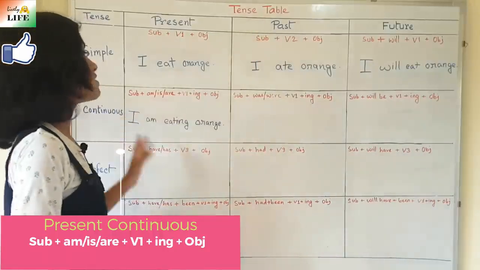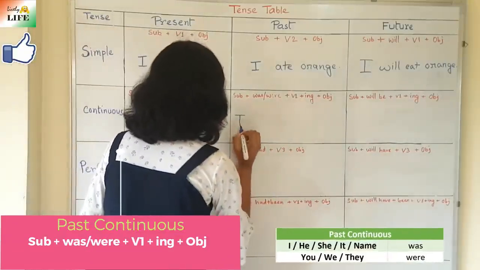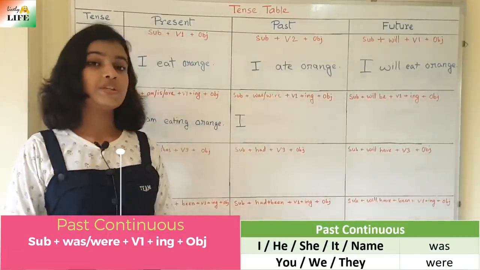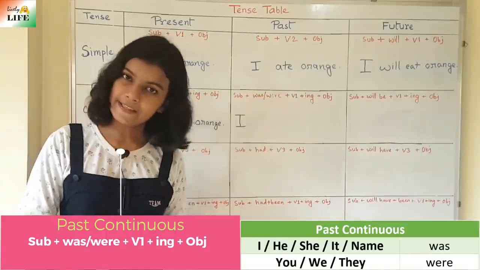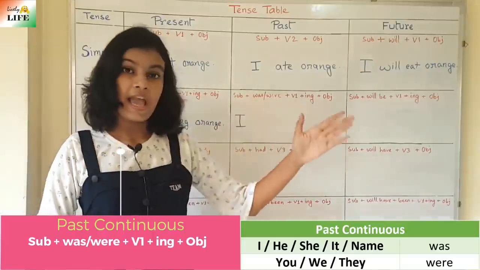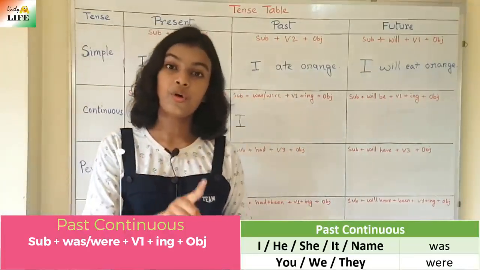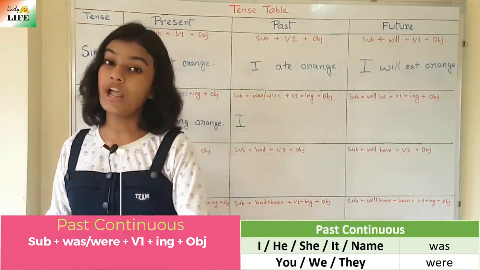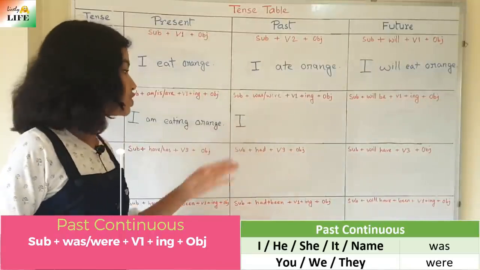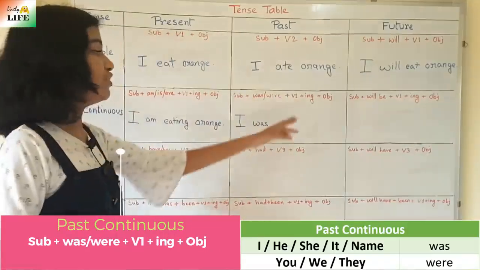Now the next one is past continuous tense. So what is the construction? First subject I. Now over here was and were. We use was after I, he, she, it, or anyone's name. Okay, so I was, he was, she was, it was, and were after you, we and they. You were, we were, they were, and any other plural form. So we have used I, so after I we use was. I was. And then V1 form.